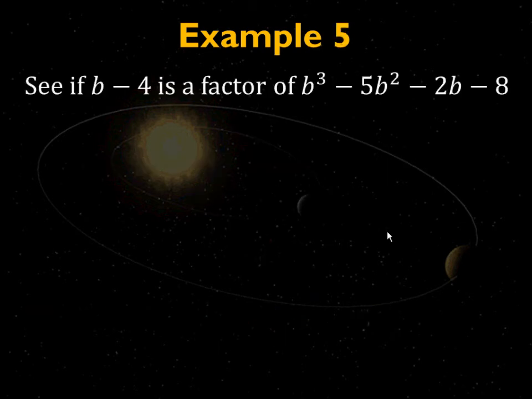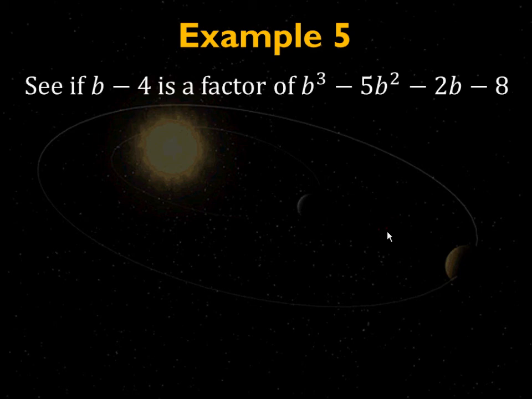Start with example 5. Example 5 asks to see if b minus 4 is a factor of b cubed minus 5b squared minus 2b minus 8. I also want to know what the depressed equation is after you figure that out, if it is indeed a factor. If it's not a factor, you'll have a remainder. And then also do number 6. Use the factor theorem and depressed equation to solve the equation in number 6, given that 3 is one of the roots. So go ahead and do both of those, and you can check back here to see if you did them correctly.